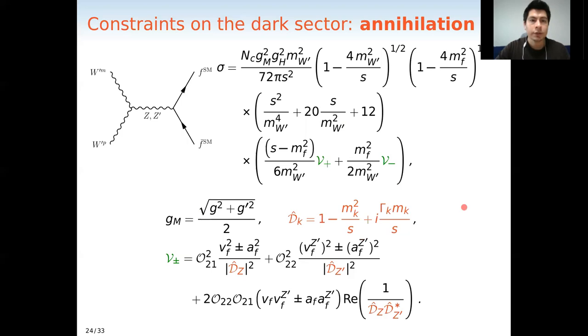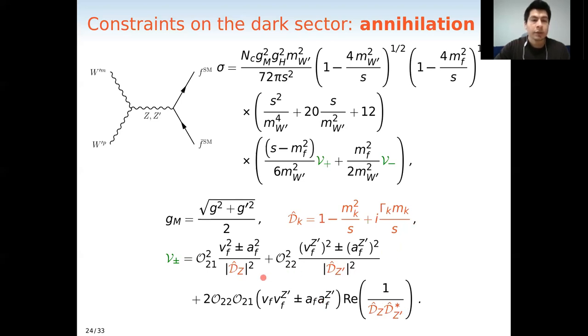We also have the annihilation of dark matter into particles of the standard model. That is how the relic density is created. This process is dominated by the annihilation of dark matter, the W primes, into either Z or Z prime, which then decay into fermions of the standard model. The expression is given by this very complicated formula that is not really relevant, but the important part to note is that we have these B plus and B minus couplings that are given by these expressions. And here we have the mixing between the Z and the Z prime, the O21 and O22. These are components of the mixing matrix. And one important thing is that we have in here the propagators of these Z and Z prime.